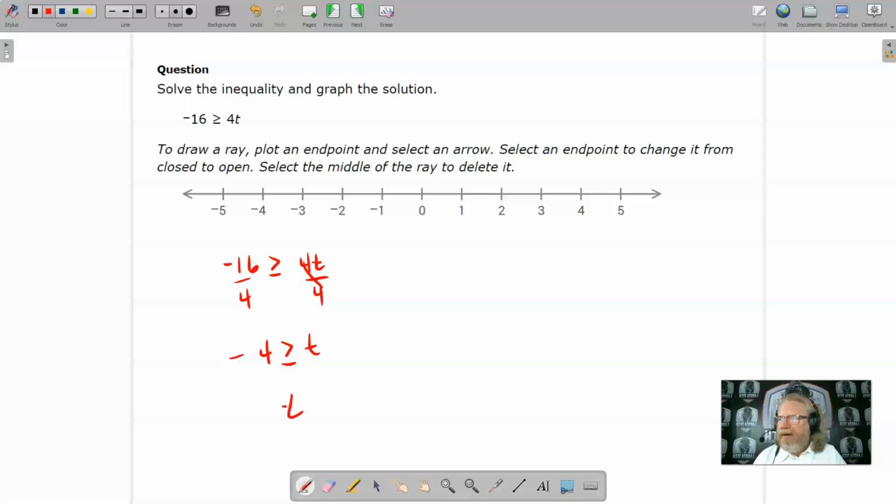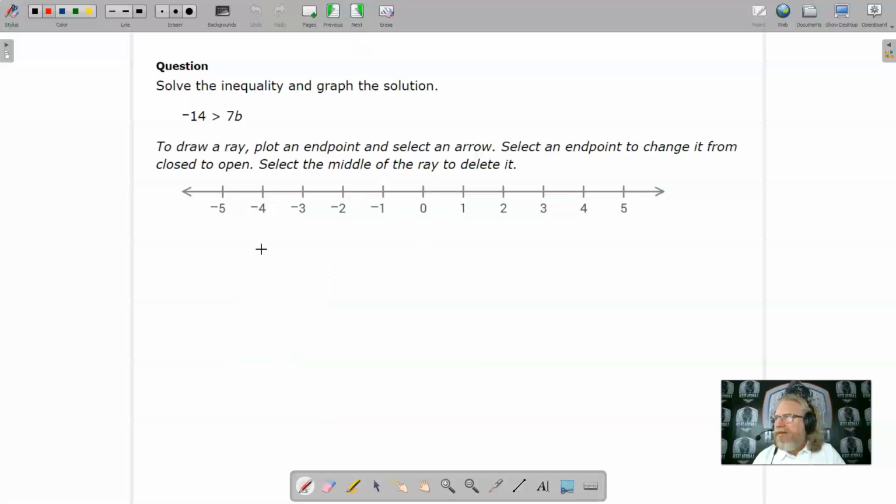Now I like my variables to be on the left, so I'm going to move the t to the other side. They're going to switch places, but I'm going to switch the sign. And then t, negative 4. It does have the equality part, so we're going to click that again to get a solid dot. And we're going to go ahead and graph to the right.